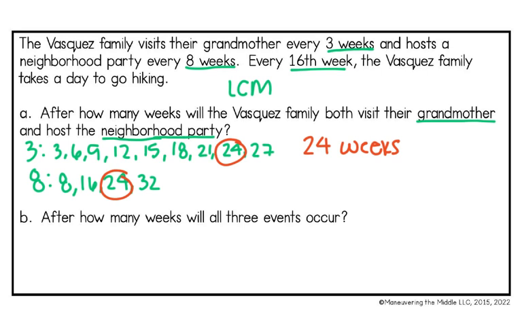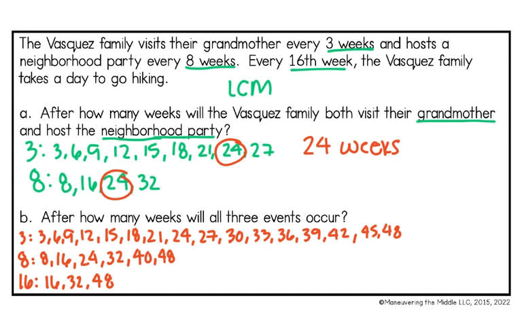B, after how many weeks will all 3 events occur? So I already have our multiples for 3 and 8. However, I might have to add on to those. But some of them I've already done, so I just need to copy those ones. And I also need to find the multiples for 16.